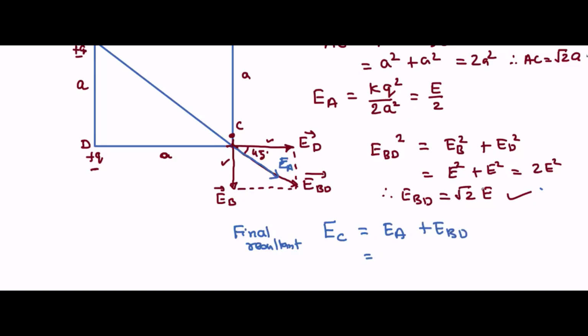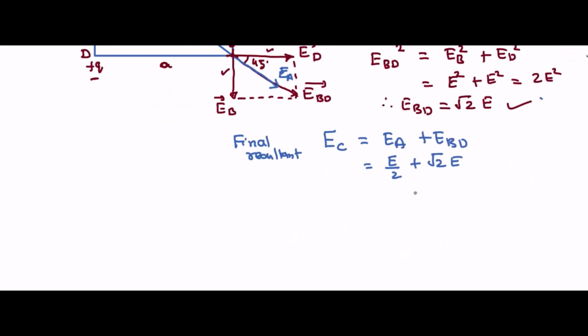What is the magnitude of EA? Magnitude of EA is E by 2. We have already found that out. What is the magnitude of EBD? It is square root of 2 E. And thus I will get this is equal to E into half plus root 2. I could write this as E by 2 into 1 plus 2 root 2. So this is the magnitude of the final resultant: E by 2, 1 plus 2 into root 2.